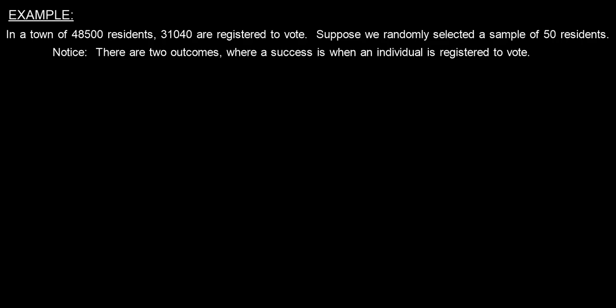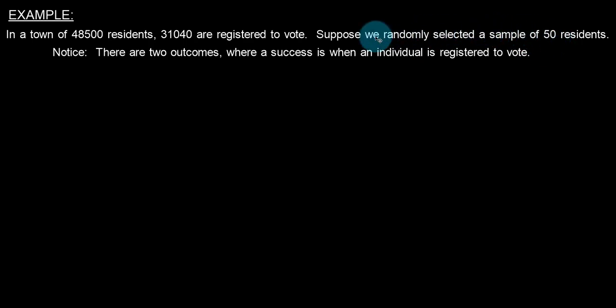Hey folks, let's look at an example of how to find probabilities associated with a sample proportion. In a town of 48,500 residents, 31,040 are registered to vote. Suppose we randomly select a sample of 50 residents.